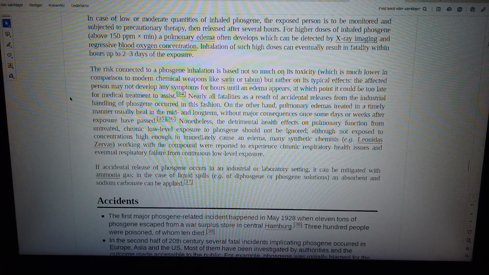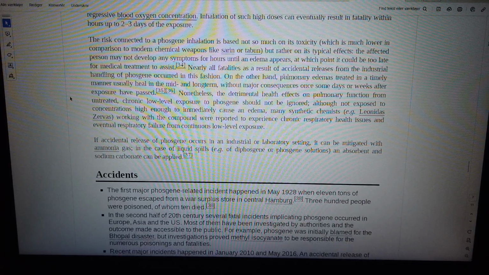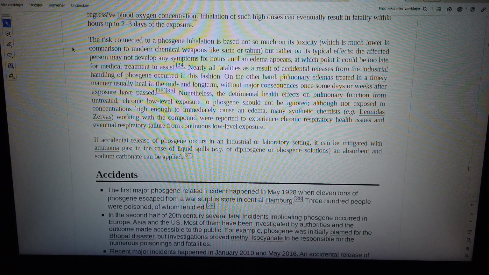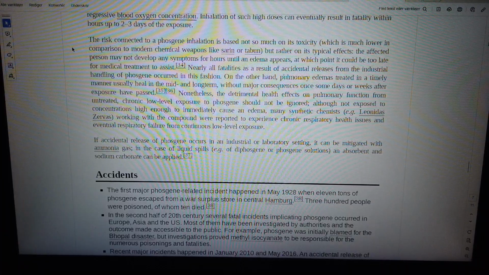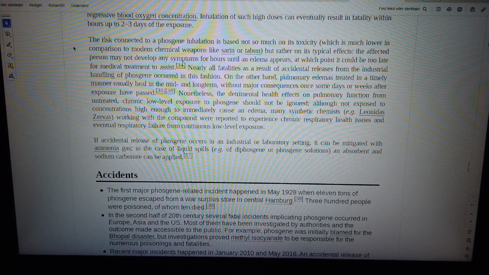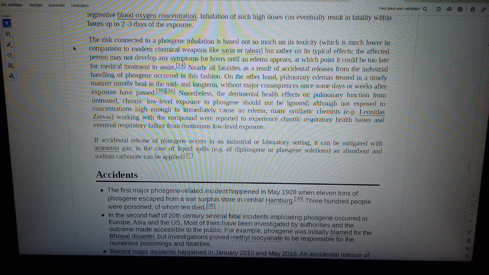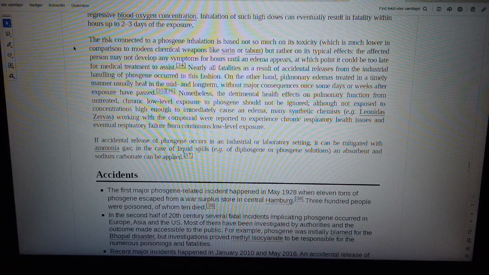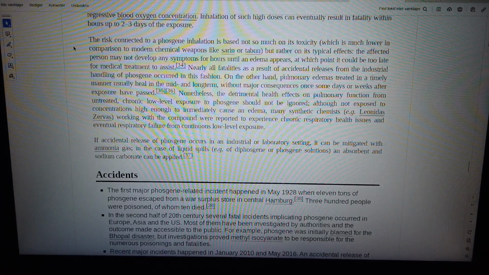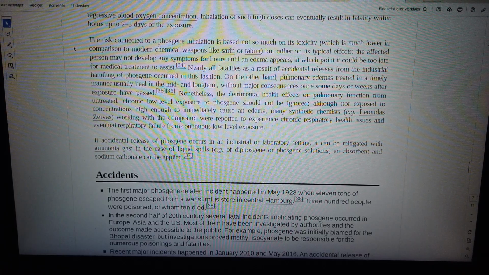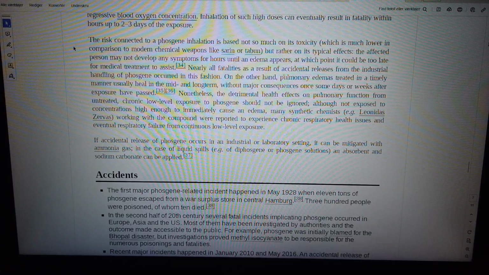The risk connected to phosgene inhalation is based not so much on its toxicity, which is much lower in comparison to modern chemical weapons like sarin or tabun, but rather on its typical effects. The affected person may not develop any symptoms for hours until an edema appears, at which point it could be too late for medical treatment to assist. 34. Nearly all fatalities as a result of accidental releases from the industrial handling of phosgene occurred in this fashion.